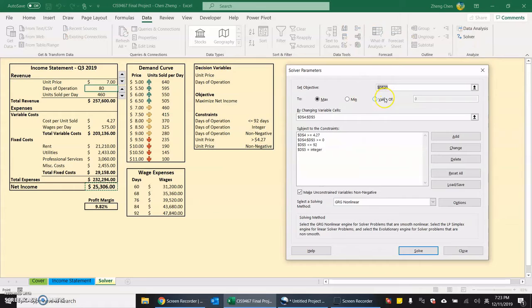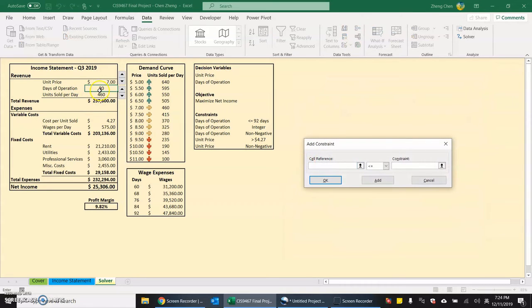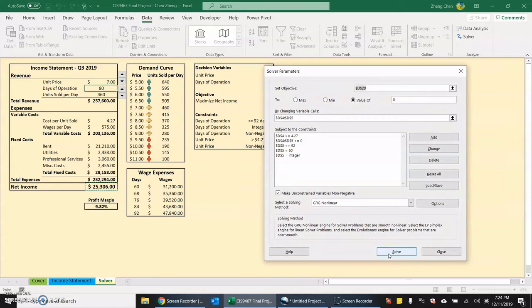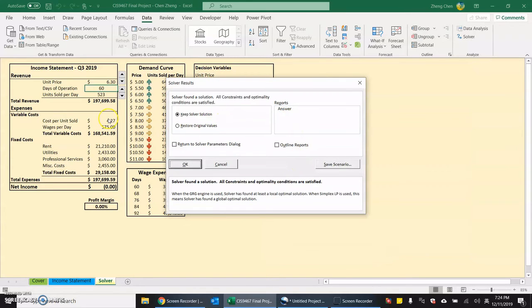First, I want to find the break-even point, which is the cell D20. It should be equal to the value of 0 by changing the cells D4 and D5, including all the constraints here. But I also want to make sure that there's only one result, because there are many combinations to reach the break-even point. So I want to know the break-even point if I only want to work for 60 days, so I'm adding another constraint. Then, using Solver, I find out that if I want to reach the break-even point and only work 60 days, the unit price should be $6.30.